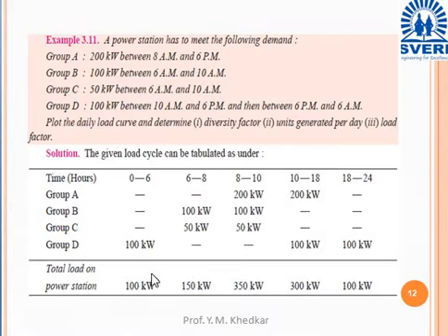For 0 to 6 hours load is 100 kilowatt, 6 to 8 hours load is 150 kilowatt, 8 to 10 hours load is 350 kilowatt, 10 to 18 load is 300 kilowatt, and 18 to 24 load is 100 kilowatt. In this way we have simplified the given data with the help of this tabulated form.